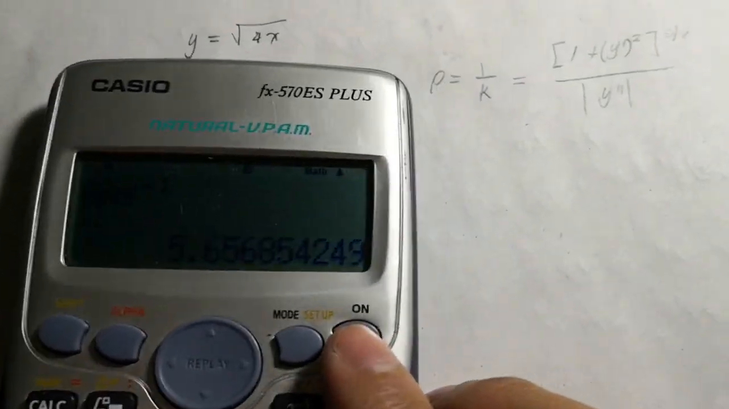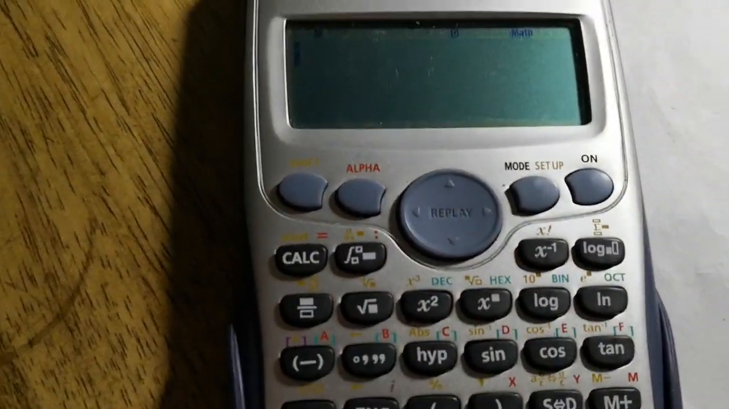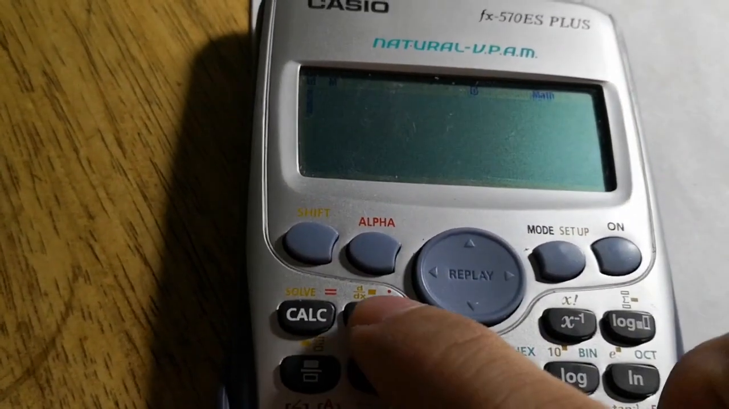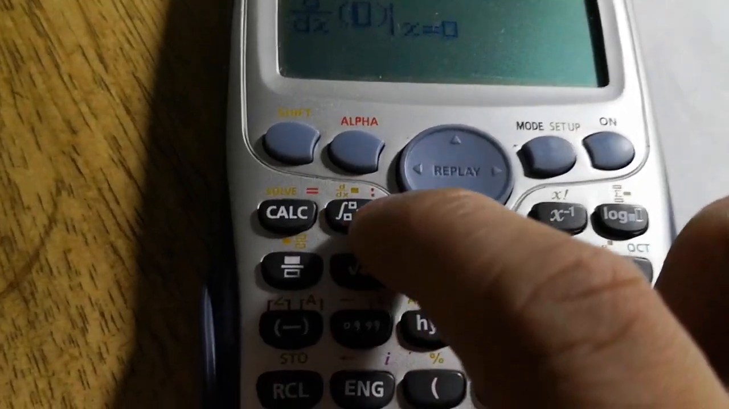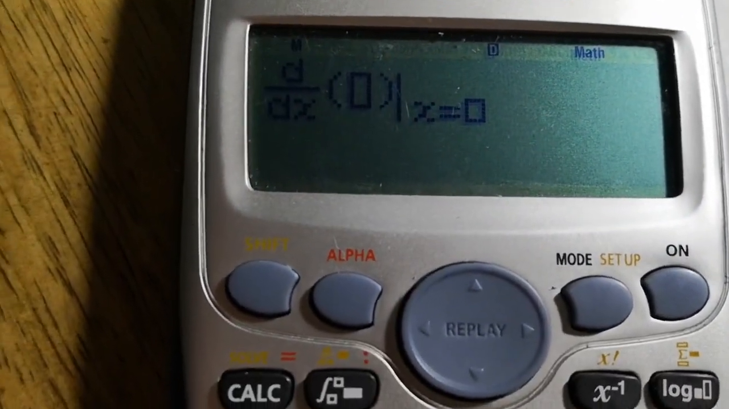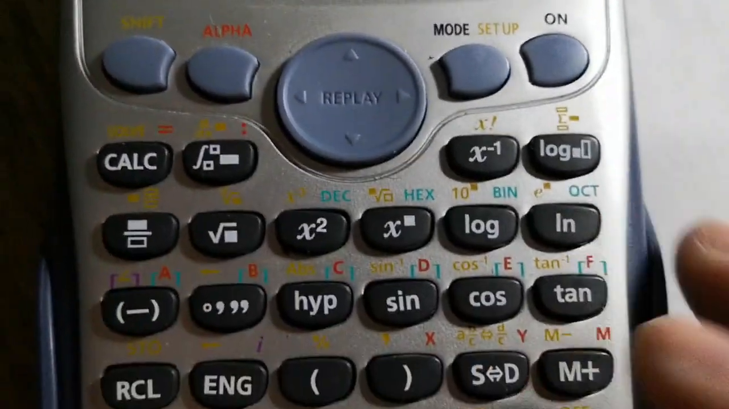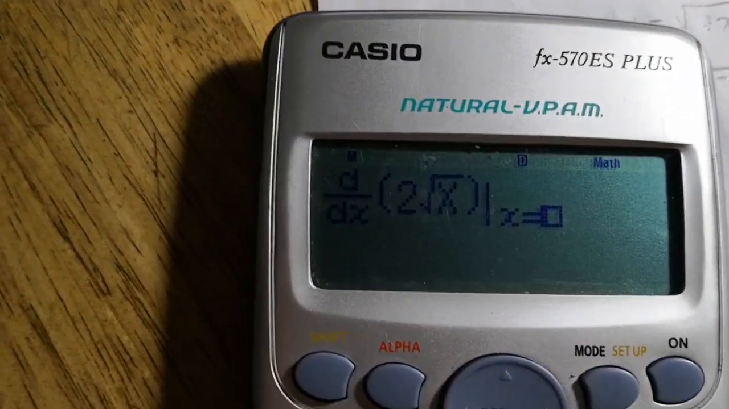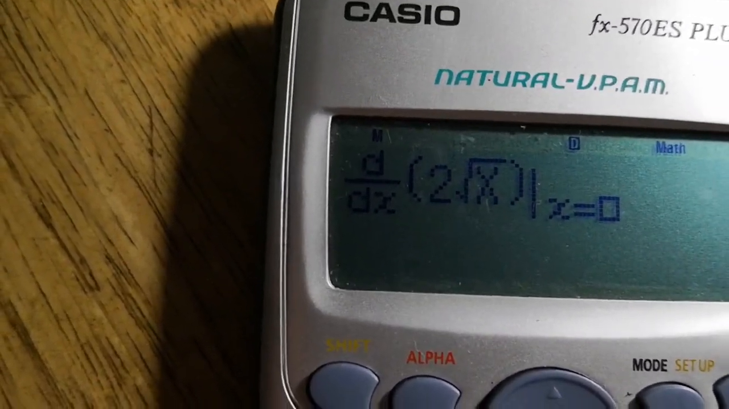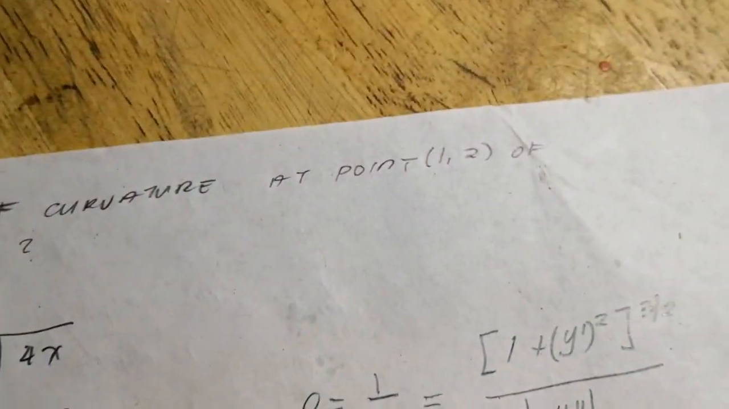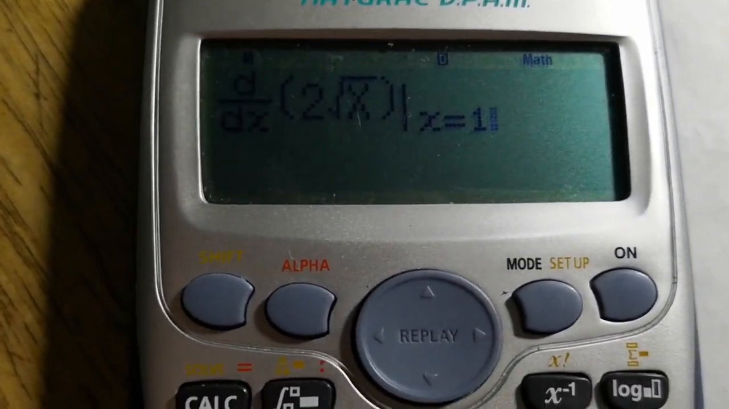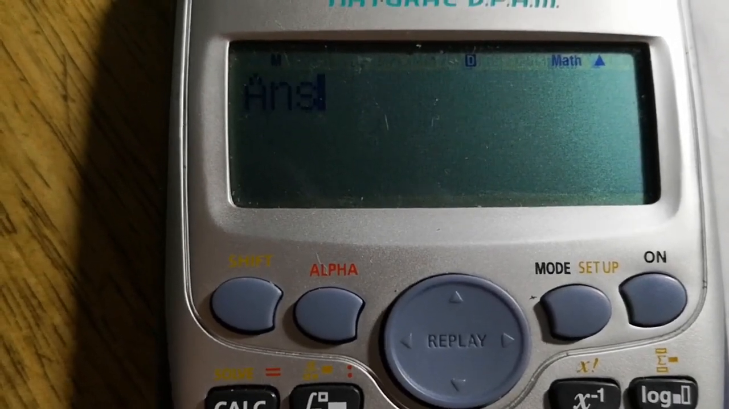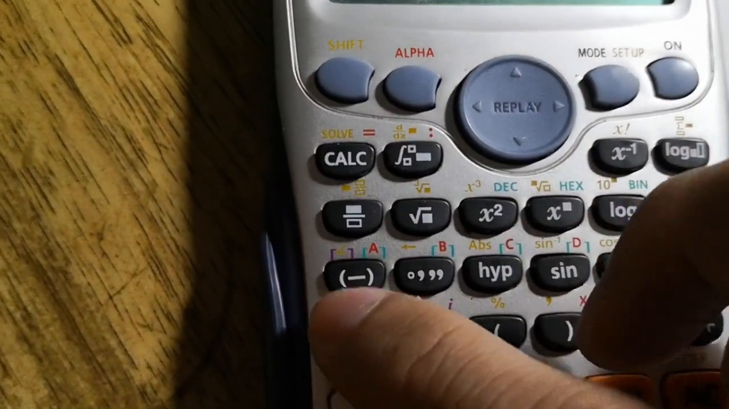So first, what we want to do is to get our calculator. We press shift, this key, and you will have this in your display. So we will just plug in the expression 2 square root of x, and the x will be equal to the value of x at that point, which is 1. Once you get the value, save it: shift, store, A.